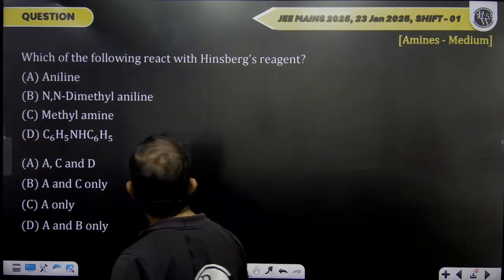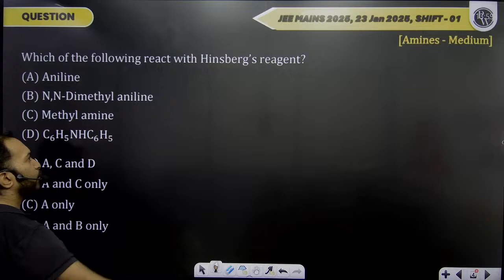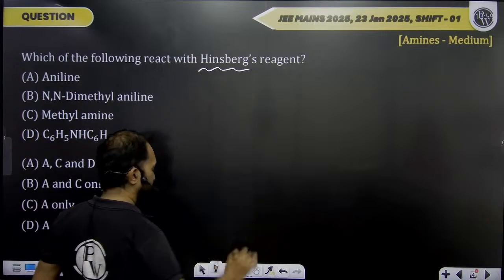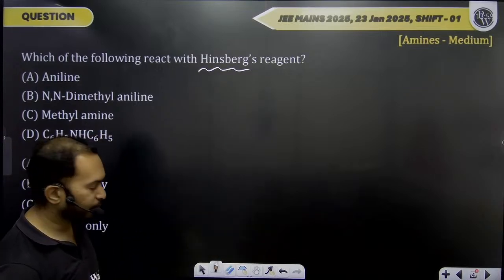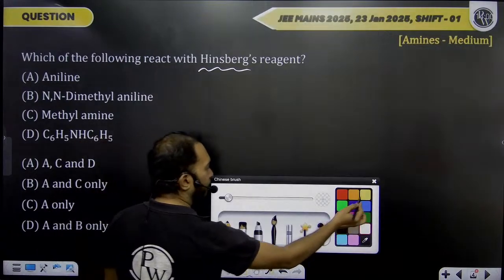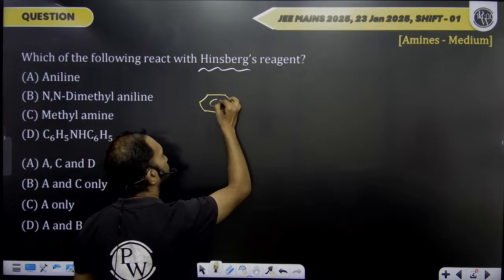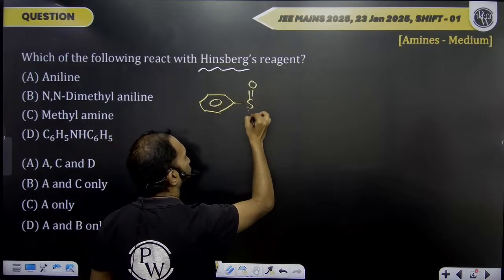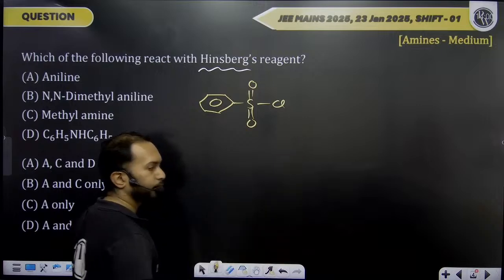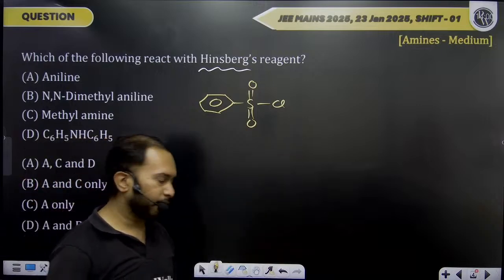Which of the following react with Hinsberg reagent? I hope you remember Hinsberg reagent, right? Very important reagent, very important test also. Hinsberg reagent is benzene sulfonyl chloride, something like this: benzene S double bond O Cl. Okay. Hinsberg reagent, Hinsberg test.